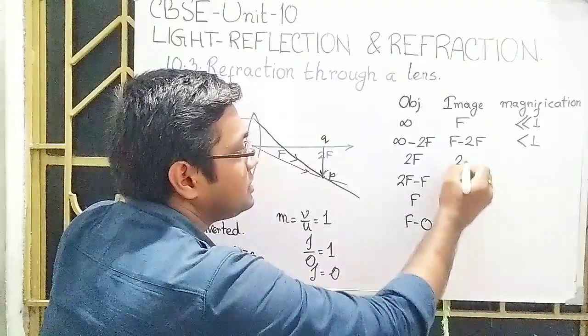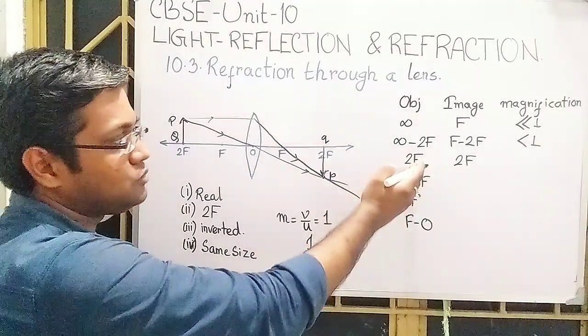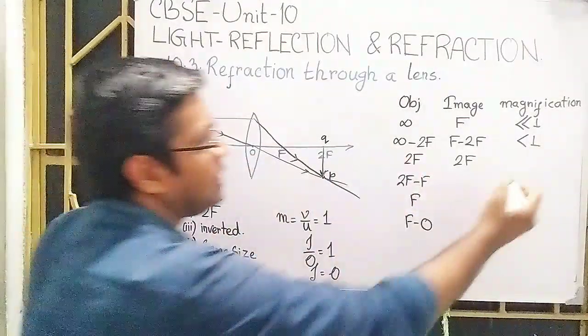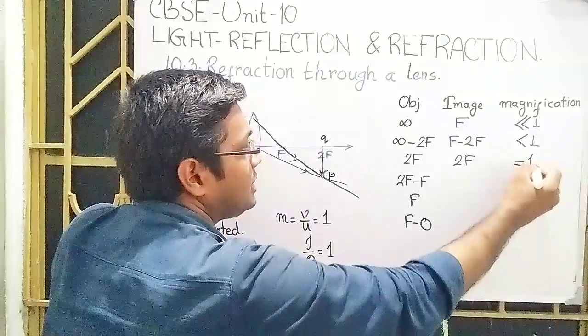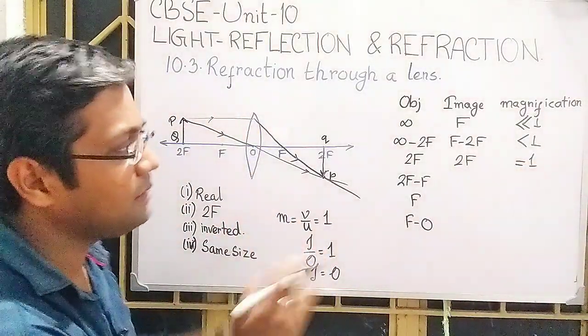Image is obtained at 2f on the image side, and the object is at 2f on the object side, and magnification is equal to 1, and it says that the image and object are of the same size.